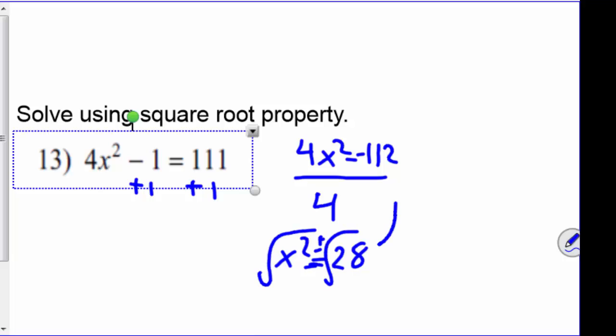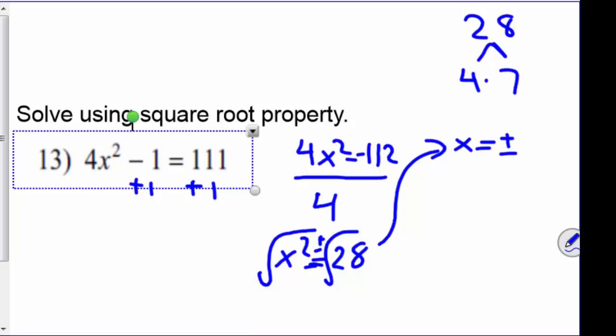Don't forget our plus and minus. We want to look for a perfect square in 28. Well, 28 is 4 times 7. So we take the square root of 4 and get 2, and we keep the 7 in the radical. There's our two solutions.